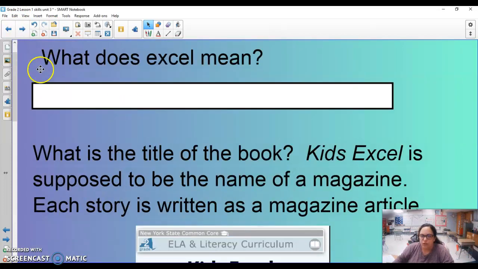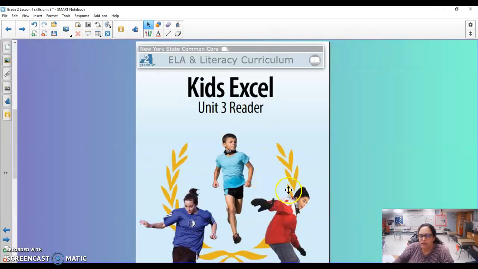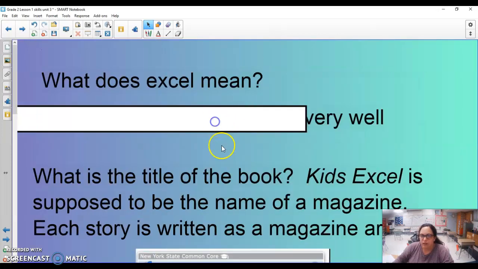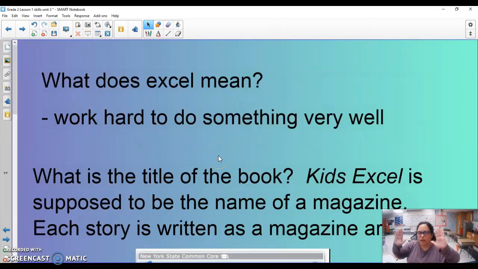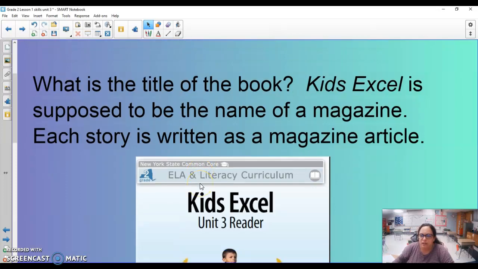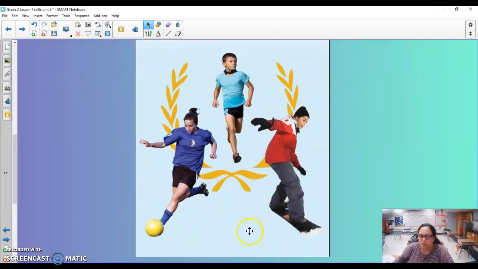All right, what do you think the word excel means? Excel. Our new reader is titled Kids Excel. So what do you think the word excel means? All right, ready? Let's do it. Mirror image words. Excel means to work hard to do something very well. Ready? Mirror image words. Excel means to work hard to do something well. Okay? And the title of our book is Kids Excel, and it's supposed to be the name of a magazine. And each story that is written in here is a magazine article. Okay?